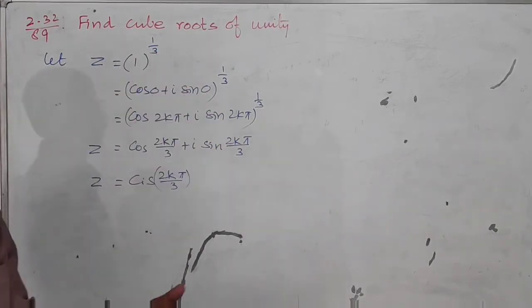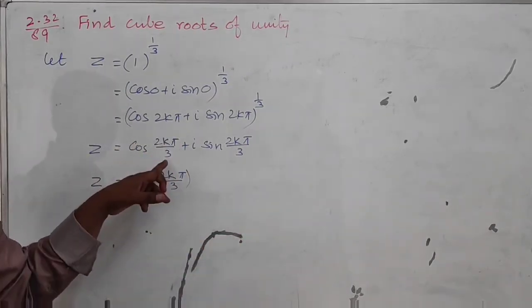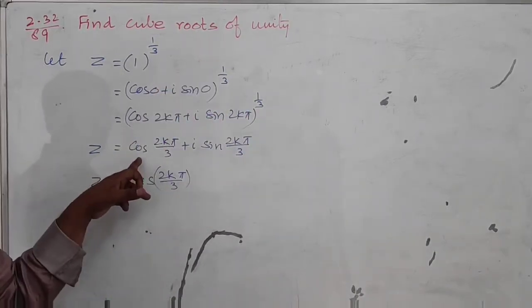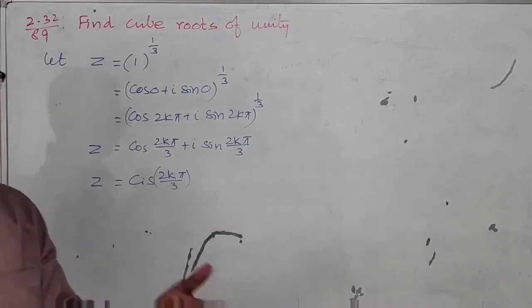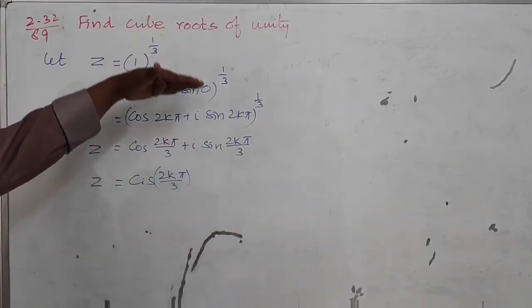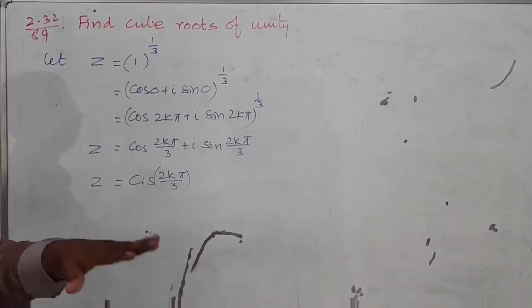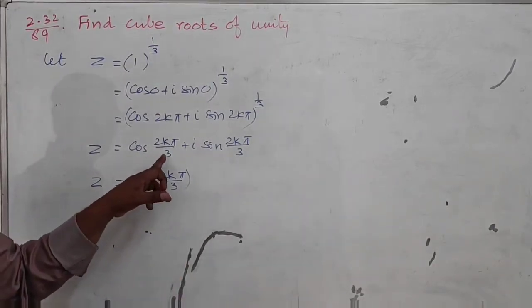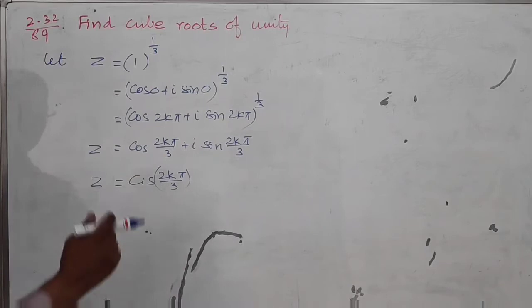Now we have done a step-by-step process. Or else, if you know the formula, the nth roots of a complex number are cos 2k pi by n plus i sin 2k pi by n. Here n equal to 3, so you can directly write cos 2k pi by 3 plus i sin 2k pi by 3. Suppose you want the fourth roots of unity, then instead of 3 you write 4. You can do it step by step, as given in the textbook, or directly write the formula by replacing n. N equal to 3 means put 3, n equal to 5 means put 5. That's all.